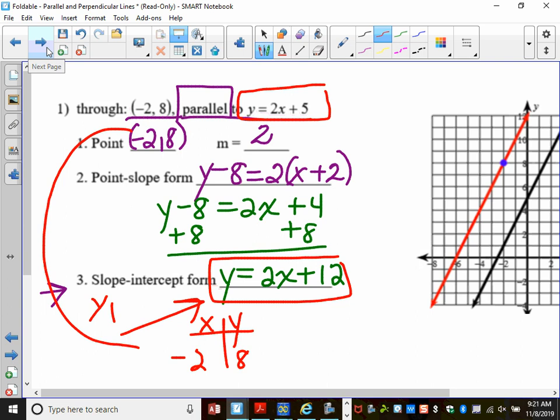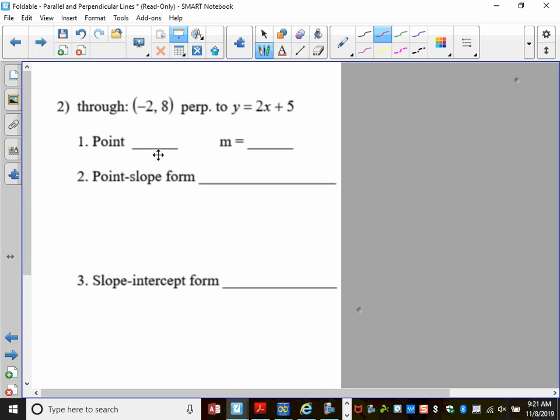All right, so we're going to move on to number 2. Now, number 2, we're switching gears here, guys. Notice that this says perpendicular. Okay, you might want to underline that, circle it, whatever, so you'll know we're not doing parallel this time, we're doing perpendicular. And what does that mean? That we can't use the same slope, we have to do opposite sign and reciprocal slope. Okay, same point, -2, 8.